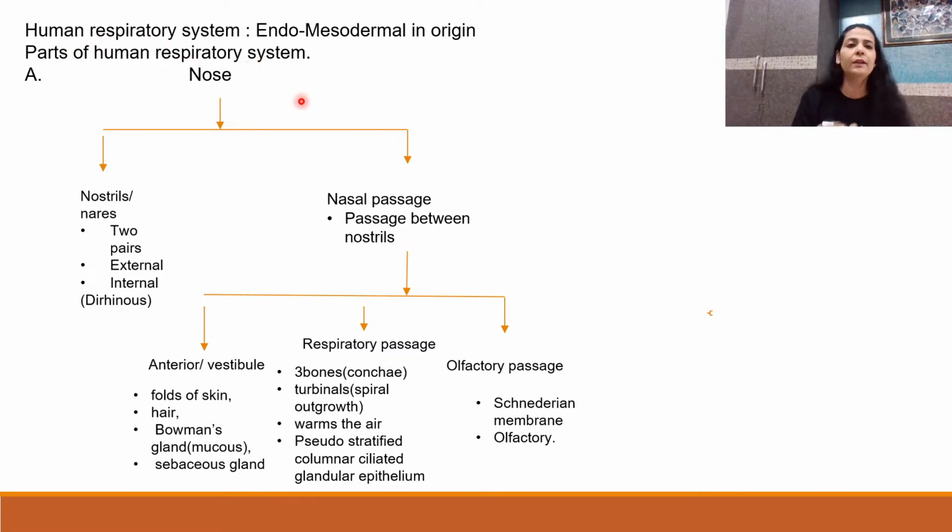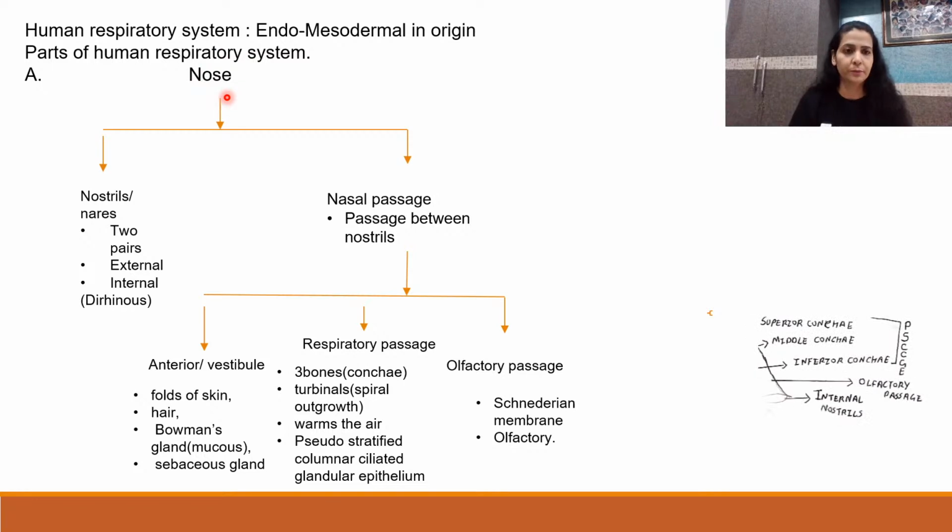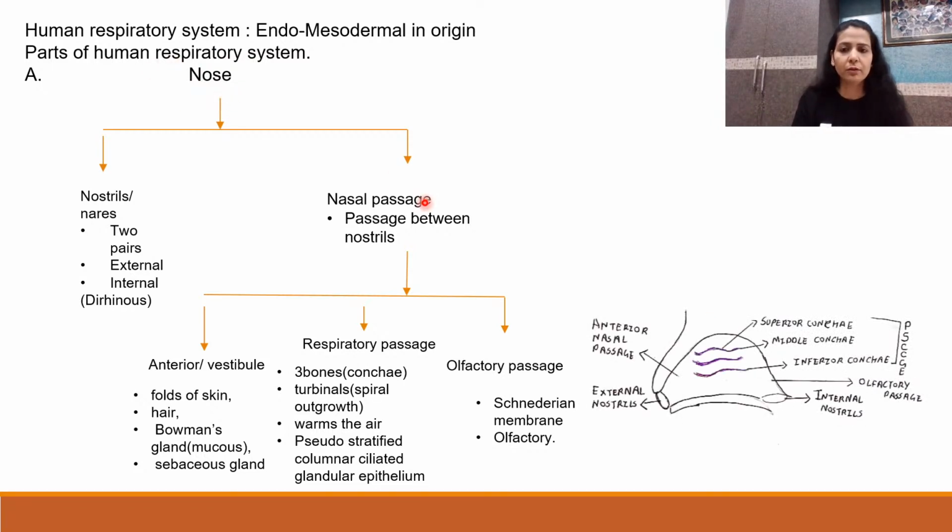Now the part of the human respiratory system, the diagram that we have just seen, will describe each and every part related to your syllabus. All right. Now the first part is known as nose. In this diagram you can see this is the nose, and this is the external part from where the air gets in. This part is known as nostrils or nares.